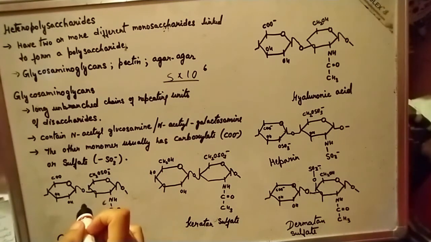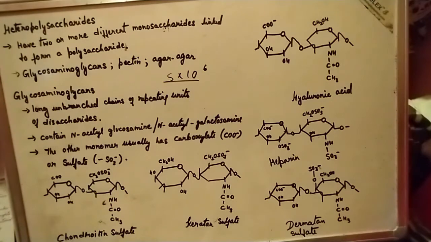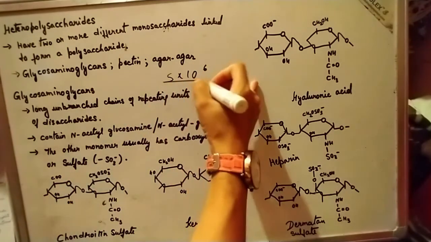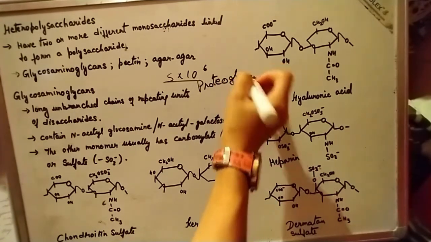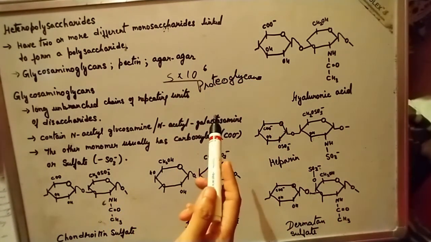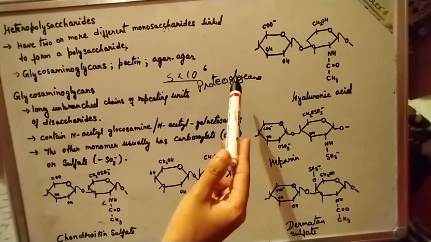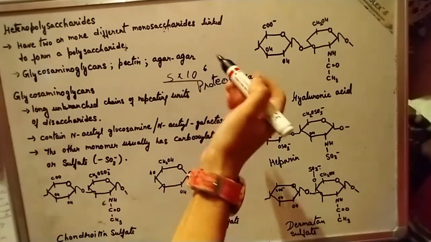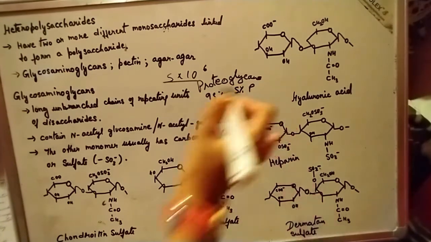Now some of the mucopolysaccharides are also found to be present in combination with proteins, thus forming mucoproteins, also known as proteoglycans. Where these polysaccharides are found in combination with proteins, they are known as proteoglycans, and the proteoglycans usually consist of 95% carbohydrate and 5% protein.